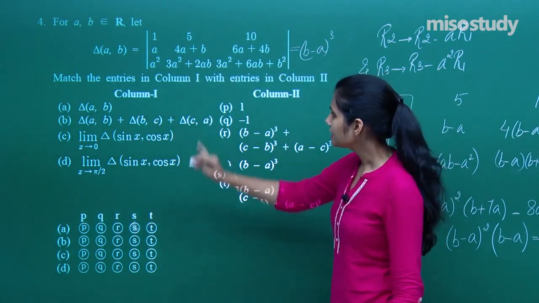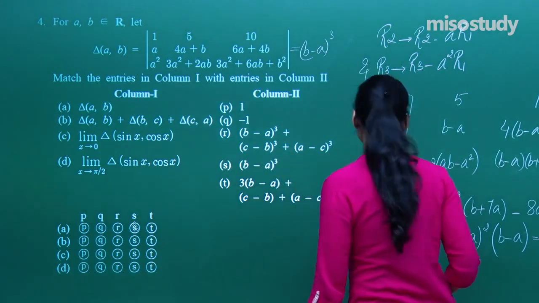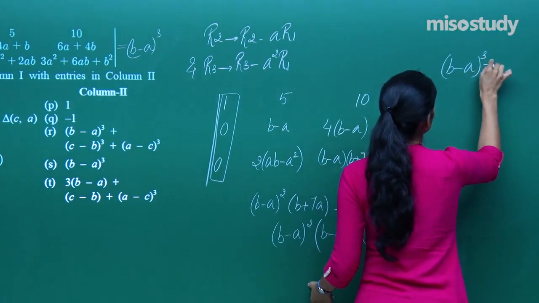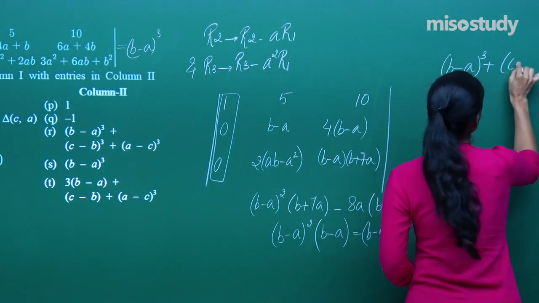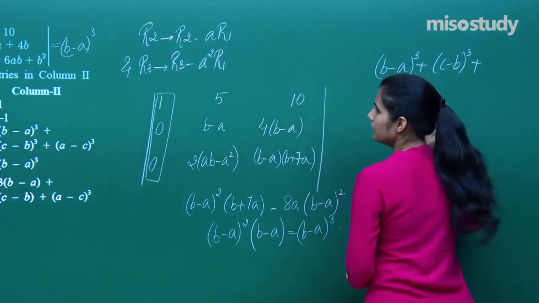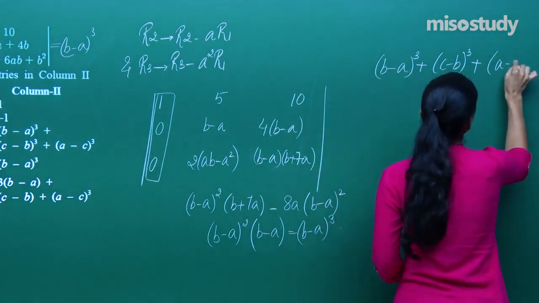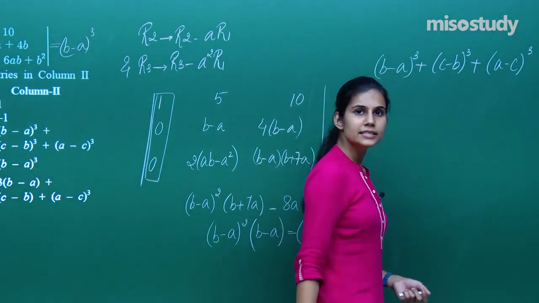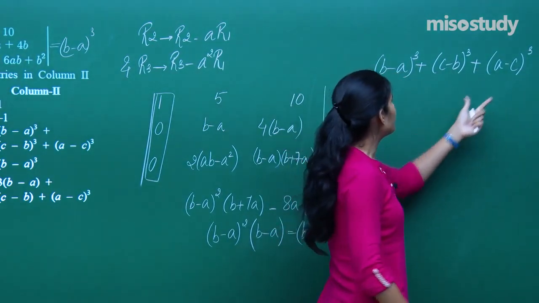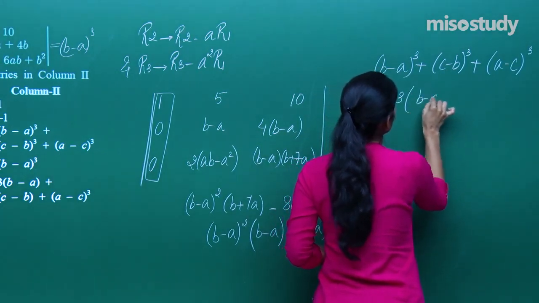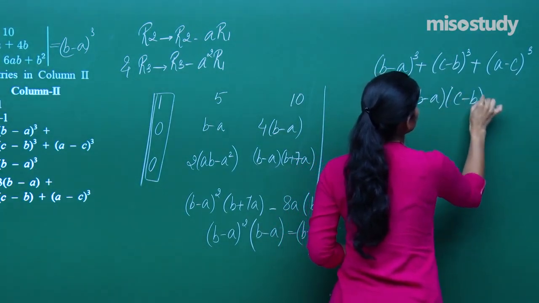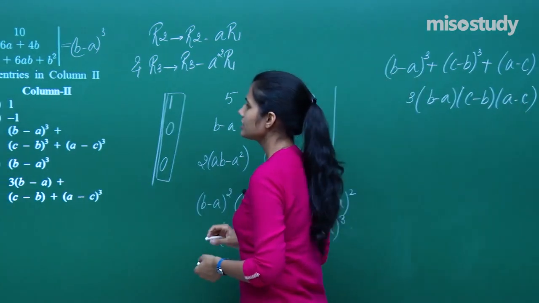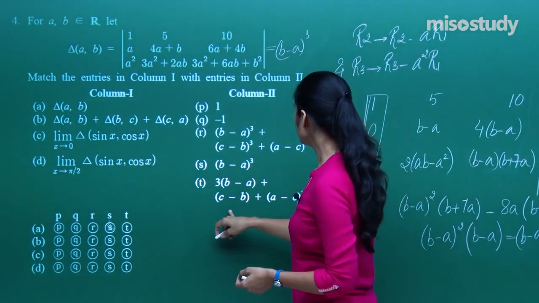Fine. Then you have delta AB plus delta BC plus delta CA. So, delta AB is (b minus a) whole cube plus delta BC is (c minus b) whole cube plus delta CA is (a minus c) whole cube. Now, you know that (b minus a) plus (c minus b) plus (a minus c) is 0. So, this cube plus this cube plus this cube is 3 times (b minus a)(c minus b)(a minus c).